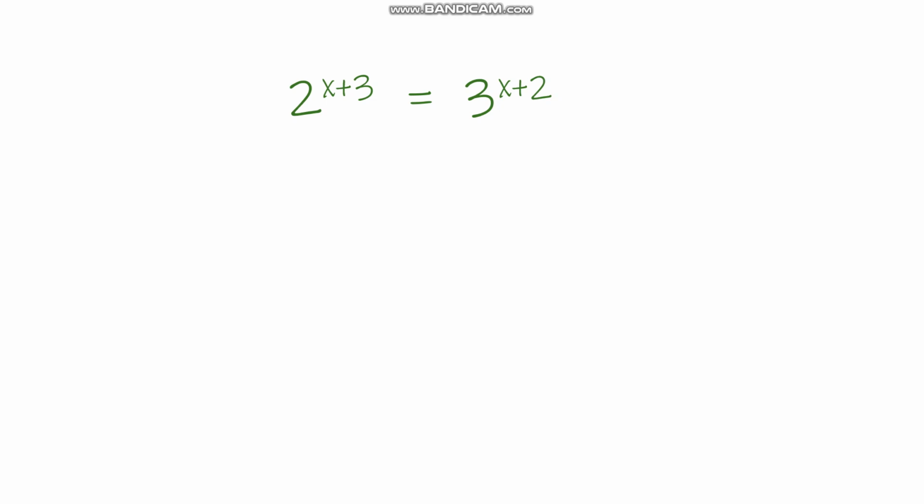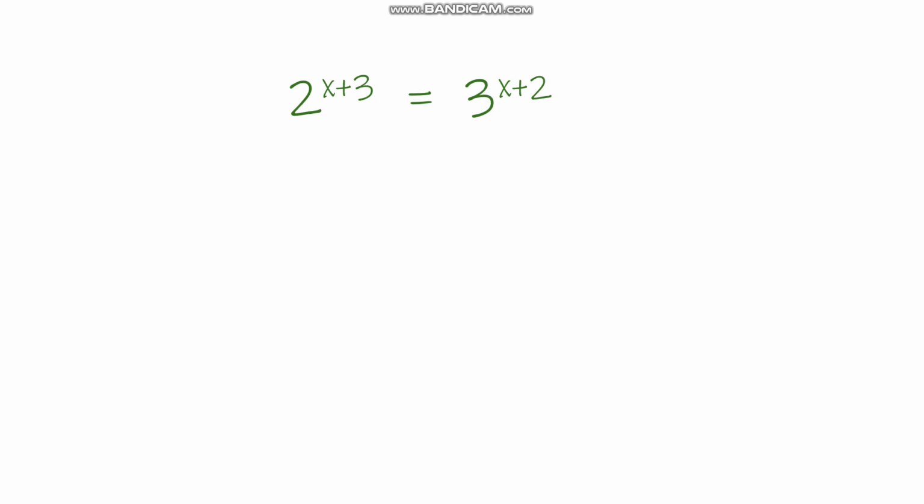So in this video, we're going to talk about how to solve this exponential equation problem. So what should be x when the equation says 2 to the power of x plus 3 is equal to 3 to the power of x plus 2? So how do we solve this?